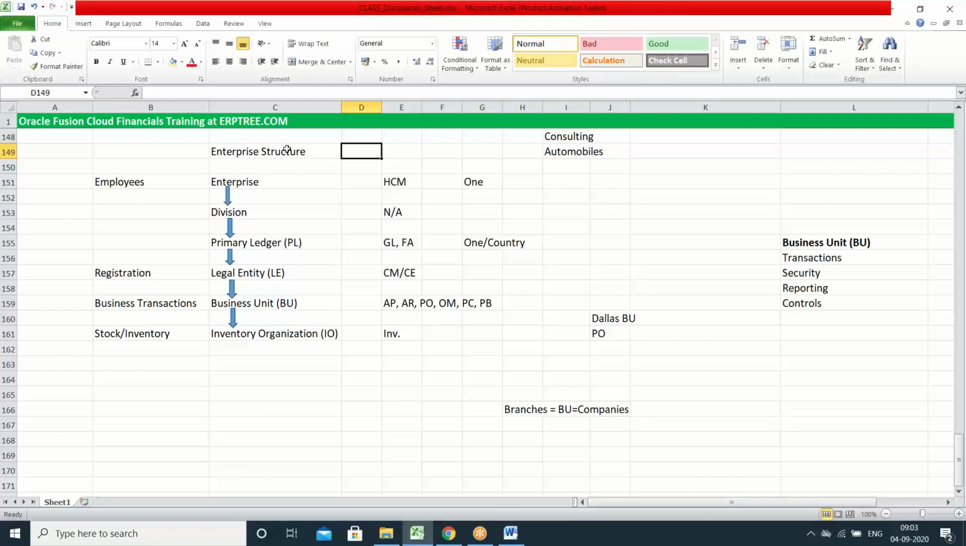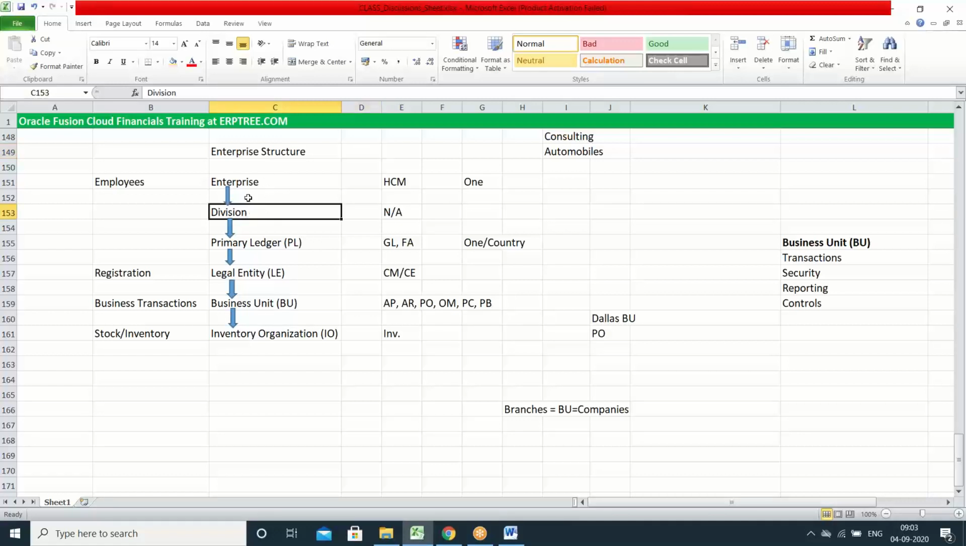And what do you mean by inventory organizations? The warehouses, whatever we have in the business, each warehouse we have to create in the system as an inventory organization. Within the inventory organization only you can maintain the stock and perform the inventory related transactions. To maintain the inventory organization data and inventory transactions data, we use the application called inventory application. By using the inventory application, we can create the inventory organizations and maintain the stock. So this we call as enterprise structure.